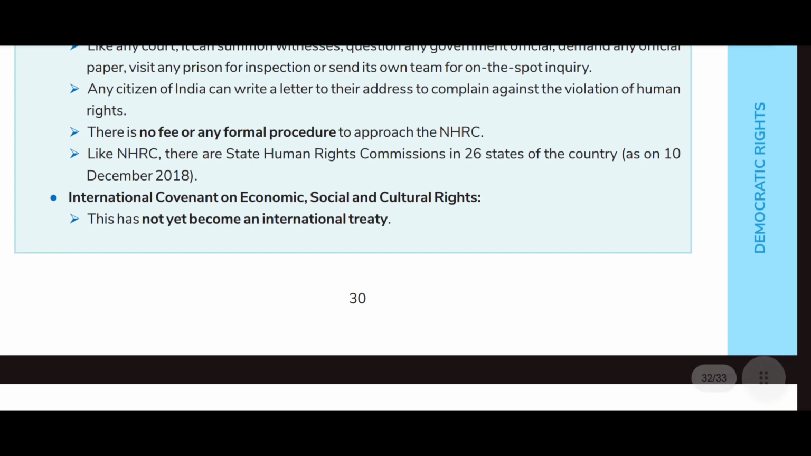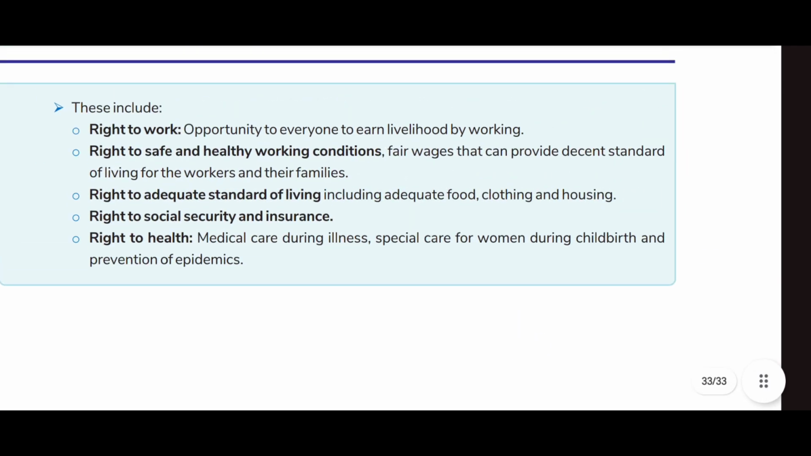International Covenant on Economic, Social and Cultural Rights. This has not yet become an international treaty. These include the right to work, opportunity to everyone to earn a livelihood by working, right to safe and healthy working conditions, that is, fair wages that can provide a decent standard of living for the workers and their families. Right to adequate standard of living, including adequate food, clothing and housing. Right to social security and insurance. Right to health, medical care during illness, special care for women during childbirth and prevention of epidemics.